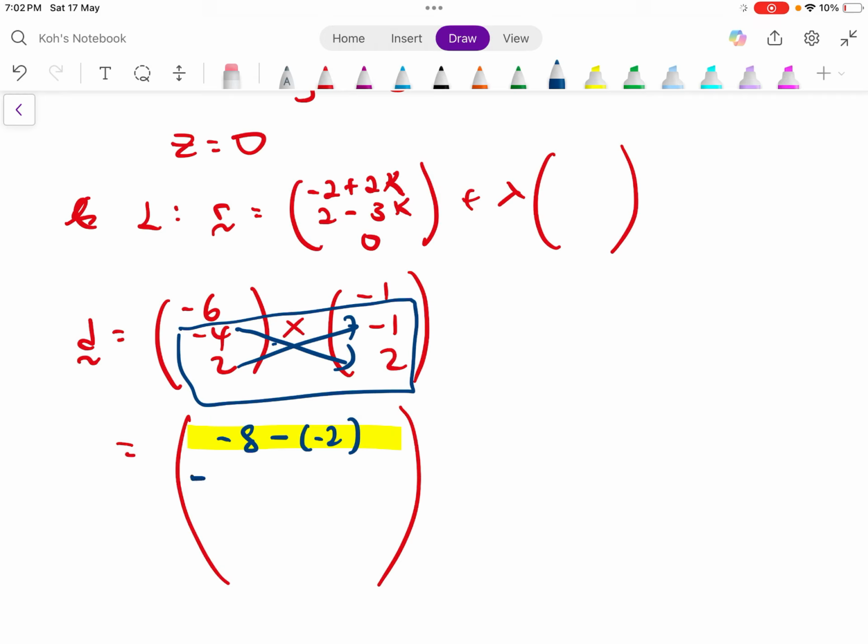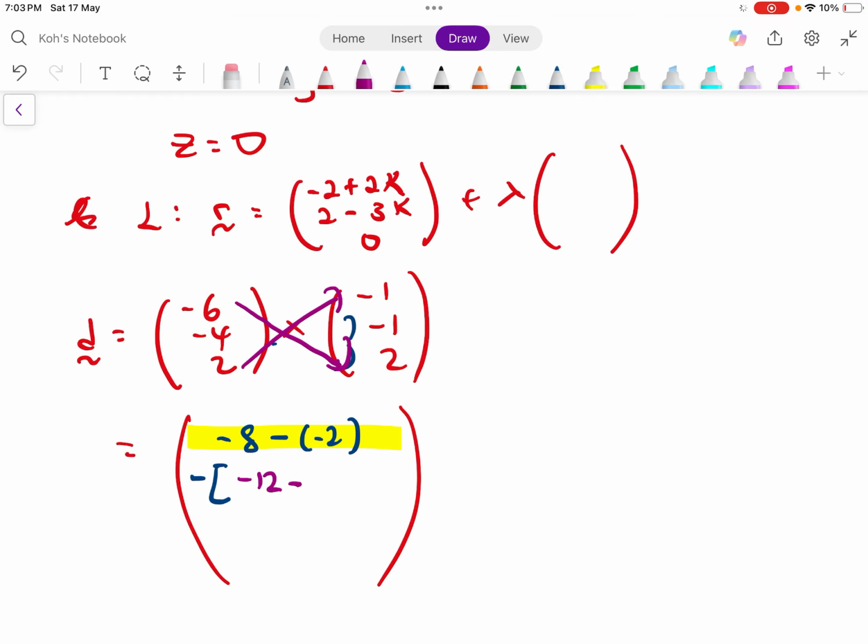For the second one, remember to add in a negative. So for the second one, it's like that, 1 and 2. So it's negative 6 times 2, negative 12, minus of 2 times negative 1, negative 2. The third one is also quite simple. I cover up the third one and do the first two, 1 and 2. So it's negative 6 times negative 1 is positive 6, minus negative 4 times negative 1, which is positive 4.